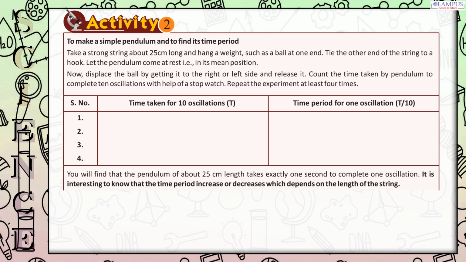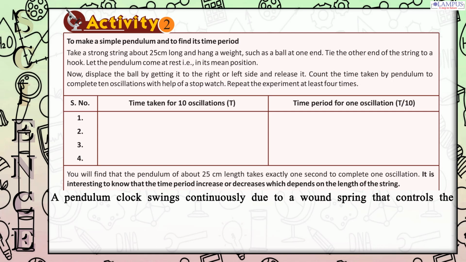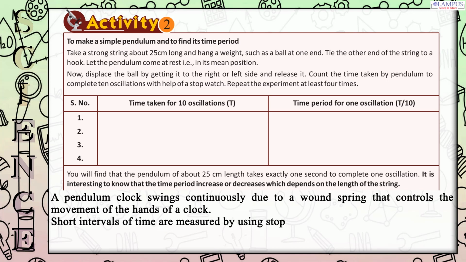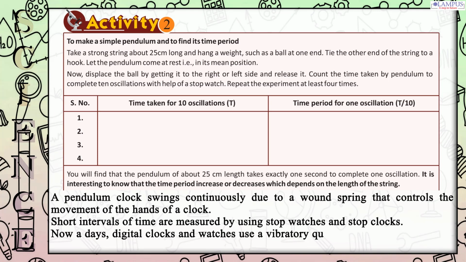of the string. A pendulum clock swings continuously due to a wound spring that controls the movement of the hands of a clock. Short intervals of time are measured by using stopwatches and stop clocks. Nowadays, digital clocks and watches use a vibratory quartz crystal to measure time, which is comparatively more accurate.